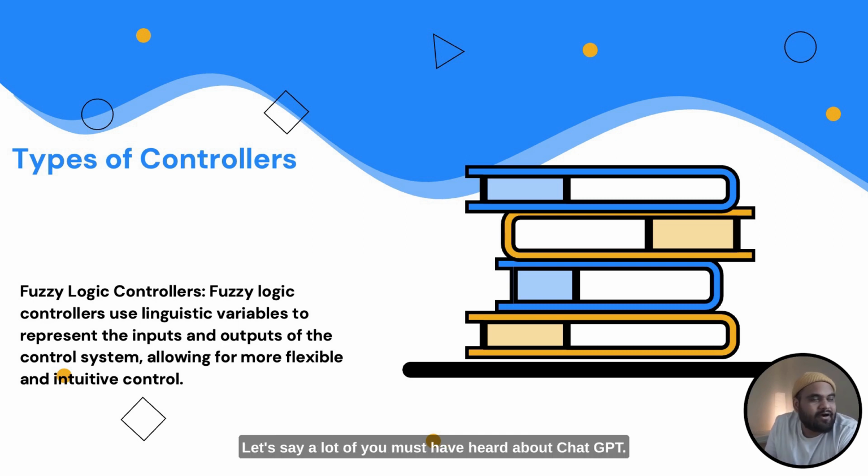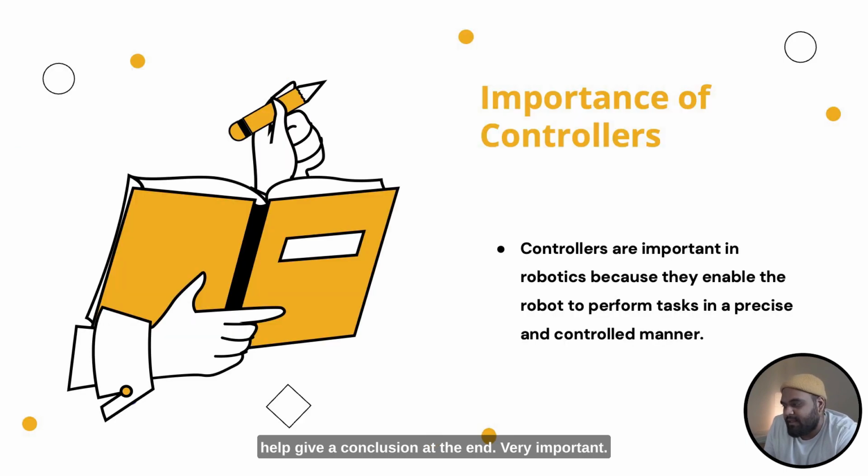Let's say a lot of you must have heard about ChatGPT. It uses something known as a large language model, LLM. Essentially, fuzzy logic controllers, when combined in huge volume, basically make an LLM. So ChatGPT also consists of something like a fuzzy logic controller, which allows linguistic words to be computed and helps give a conclusion at the end. Very important.